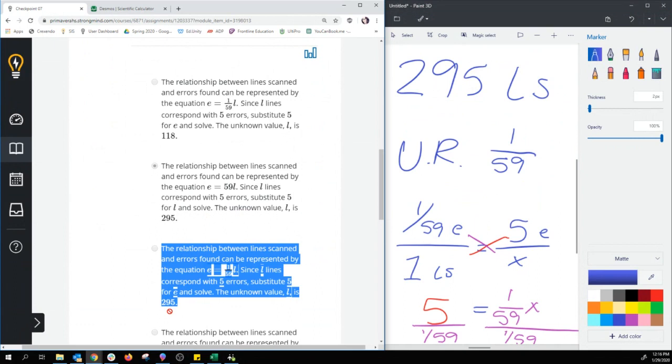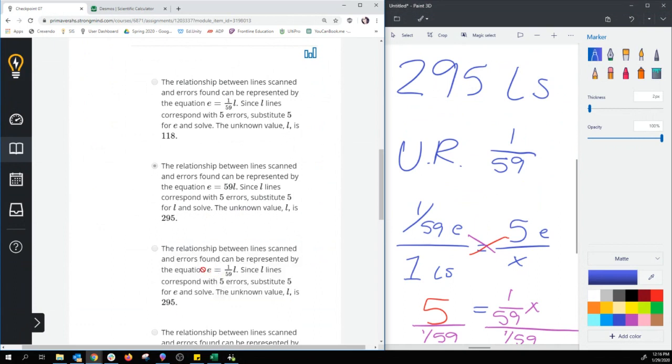So yes, Dawson. So for you, it's the other one with the 295. Yes. And you can double check your equation in your description should have the 1 over 59. So you were very close. We just had the wrong unit rate.